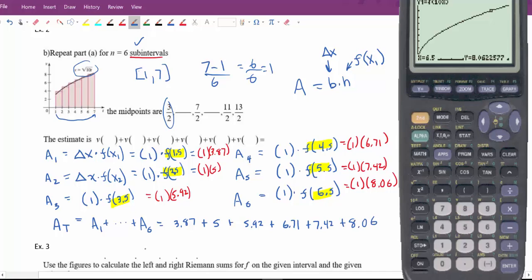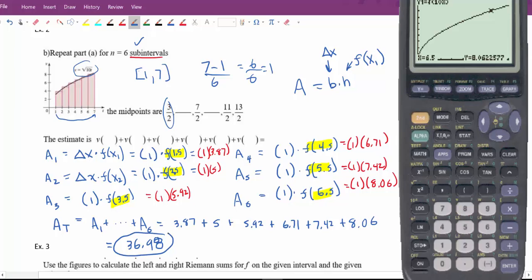Okay, so just add up all those areas now. Yell that answer out. 36.98. Thank you, I could hear you. Okay, 98. Very good. All right, so that's the answer. Now it's an estimated answer.